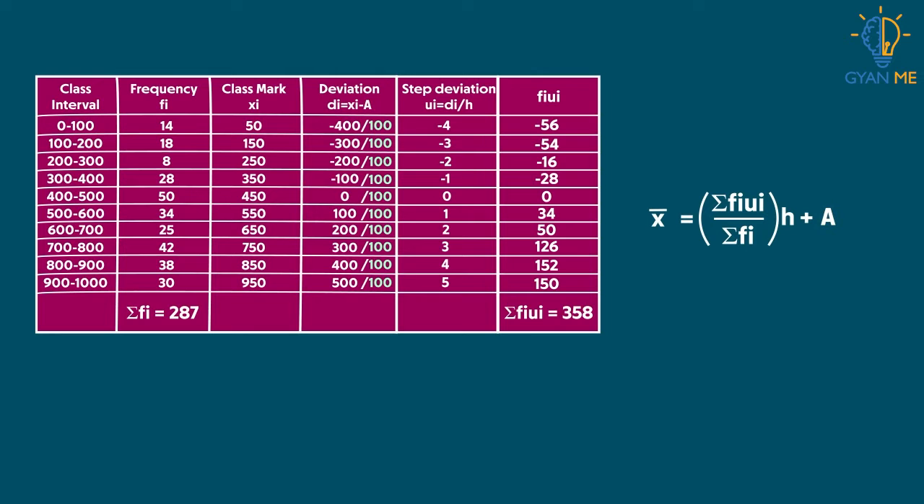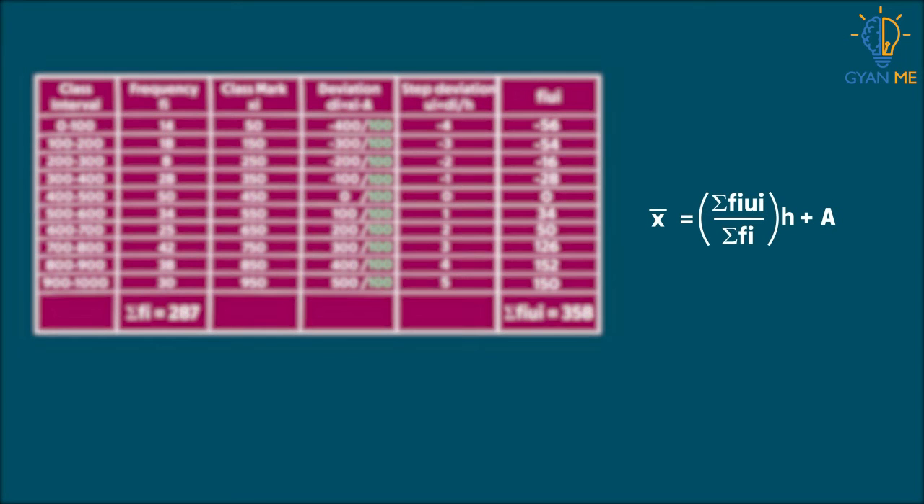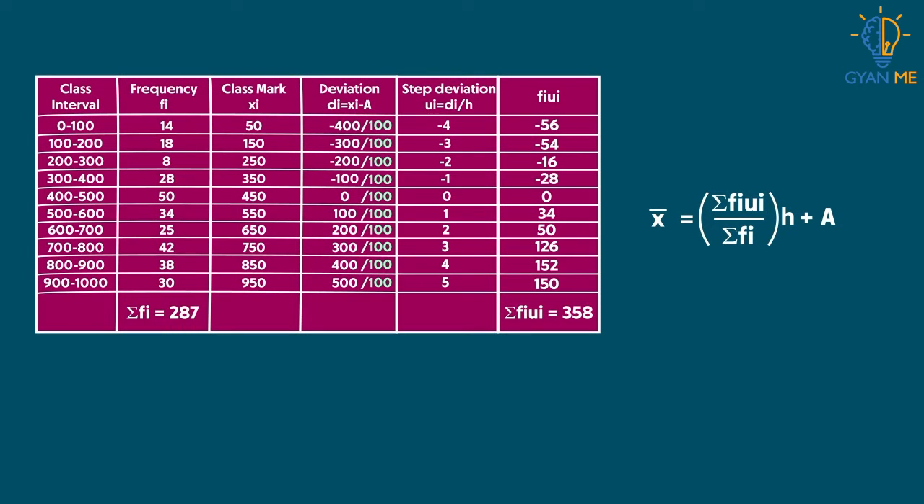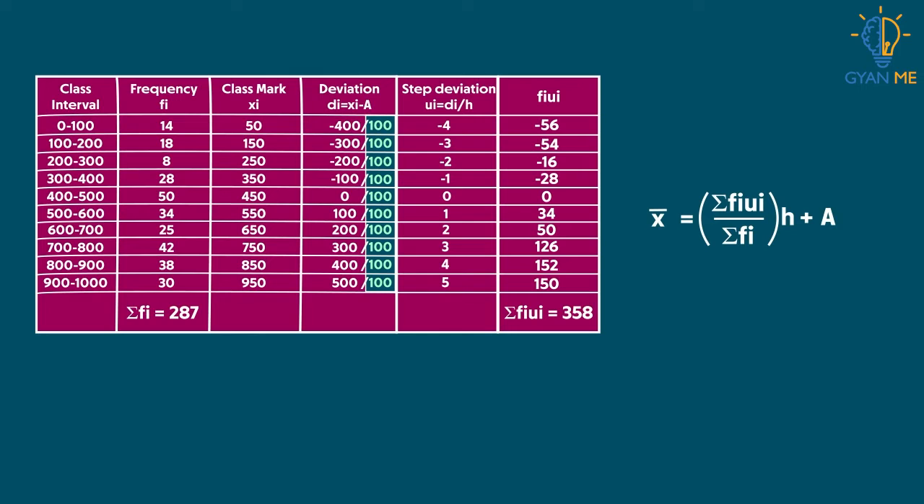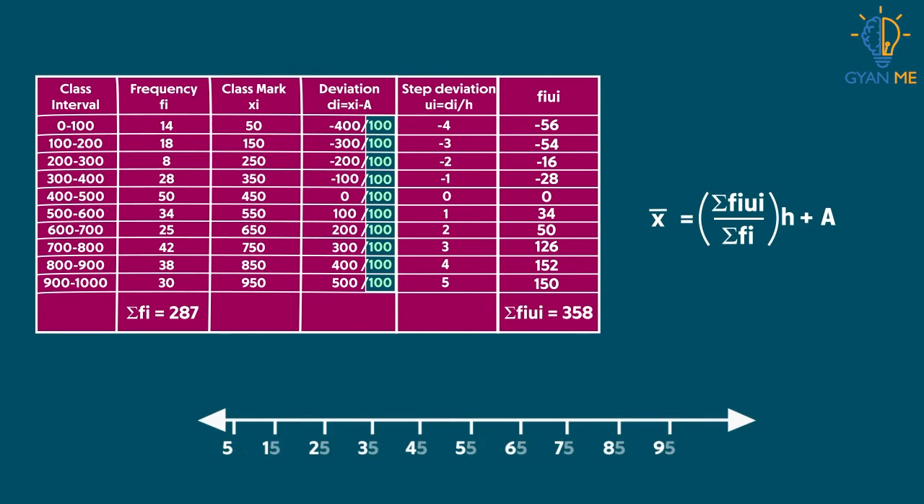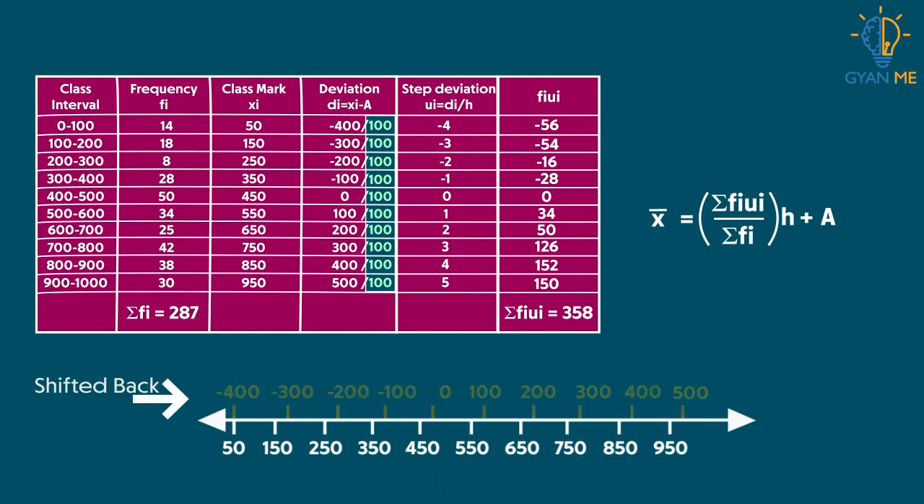Now students, observe that in our previous method, assumed mean method, we multiplied nothing to our sigma fi di upon sigma fi. Here we are multiplying h with this term. It is because this compensates the division that we did to reduce our di's. And thus after this multiplication, all our values come to the original position and they are no more shifted. So the mean that we will get will be for our actual data set and not for the deviated values.